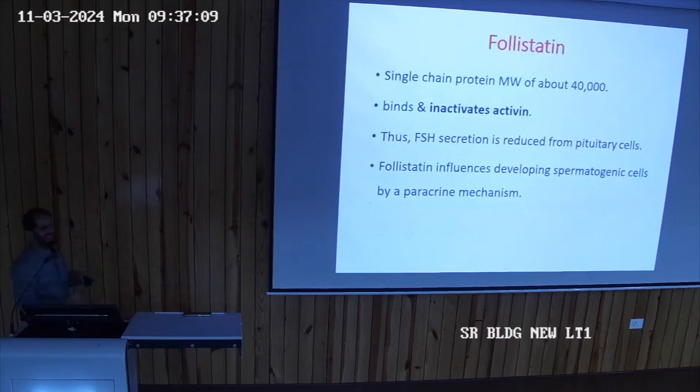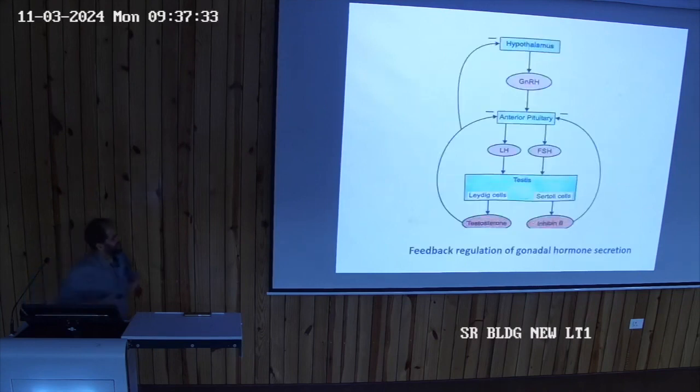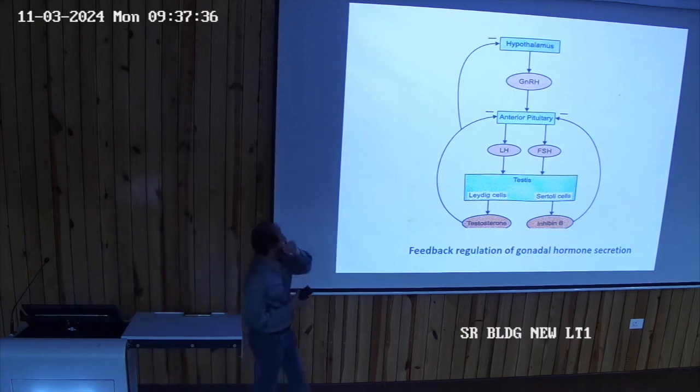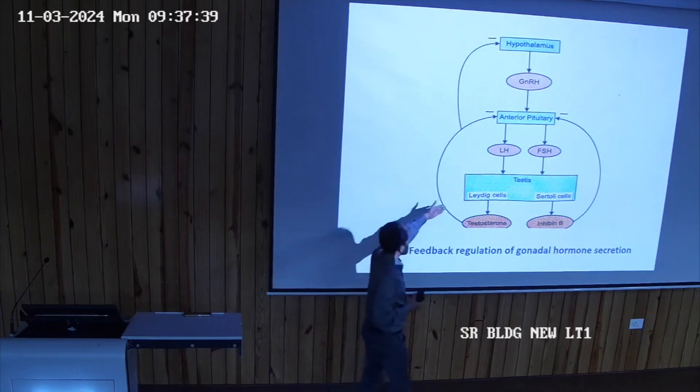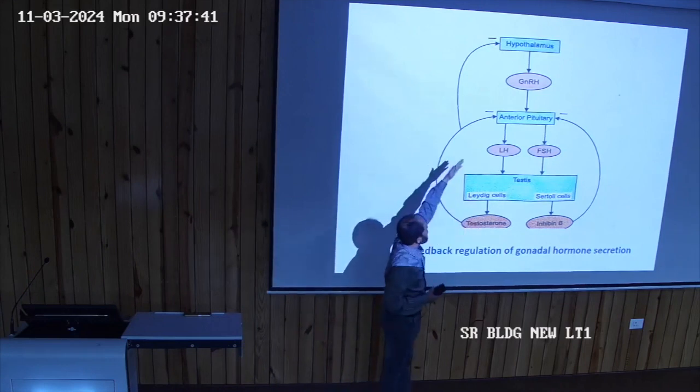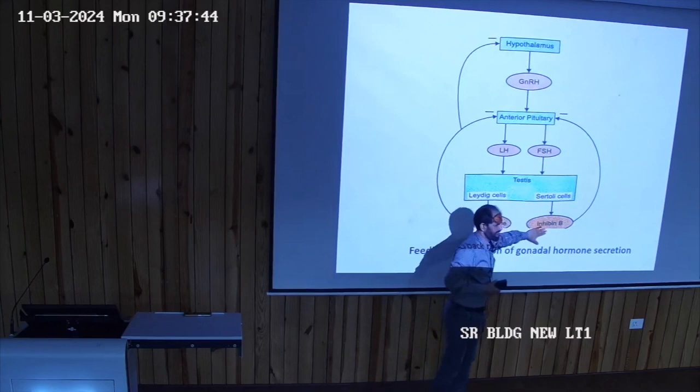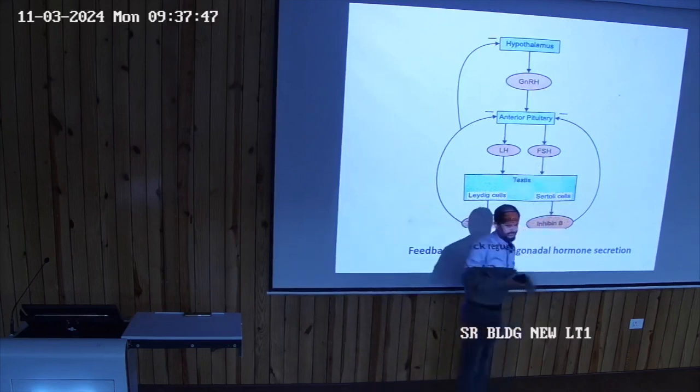Follistatin inactivates the activity of activin. It is the opposite. So FSH secretion will be decreased, isn't it? It is inactivating activin, so it will reduce FSH activity. Okay, and obviously it will influence the spermatogenesis because FSH influences spermatogenesis by a paracrine mechanism. So this is the hypothalamic pituitary gonadal axis. You can see testosterone coming from Leydig cells giving negative feedback, and also inhibin B especially here, giving a negative feedback.